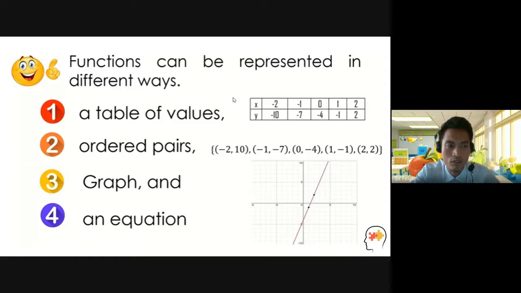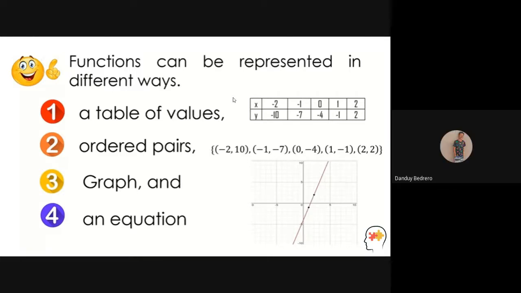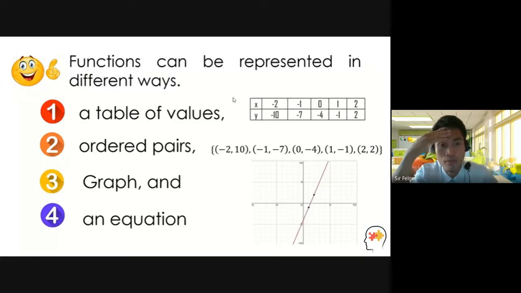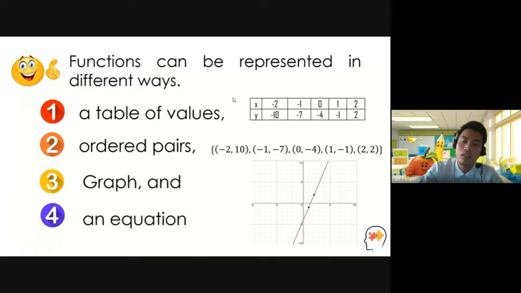So, meaning to say, we are familiar with equations, correct? We have linear equations, quadratic equations, what else? Radical equations, rational equations. But we are not so familiar with functions.